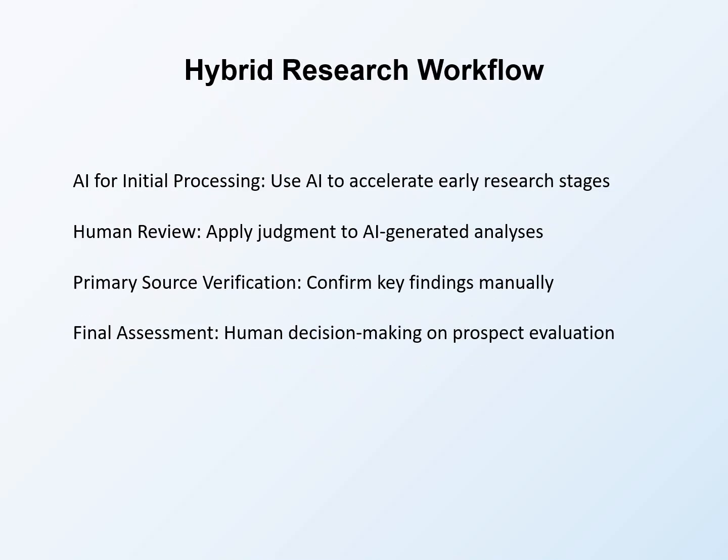A hybrid workflow combines AI assistance with human judgment and verification. AI for initial processing uses AI to accelerate early research stages. AI might analyze 990 grant lists, identify potential patterns, and draft initial profiles. This acceleration lets you process more prospects faster.